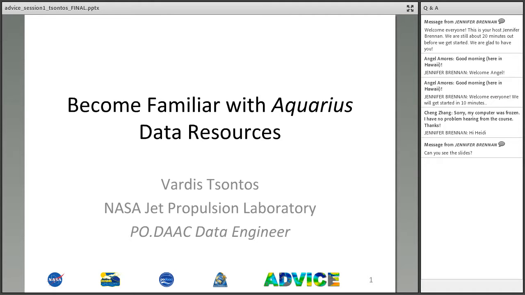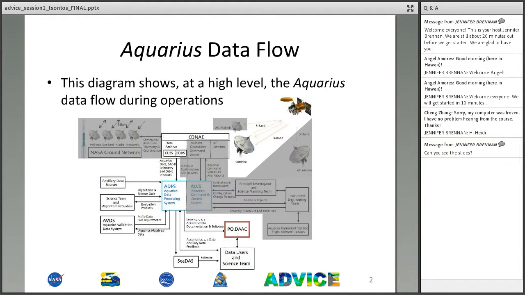Hello everyone. This is Walter Santos. I'm the data engineer at the PO.DAAC, supporting the Aquarius mission and salinity in general. In this session, I'm going to give you a little overview of Aquarius data resources that are available at the PO.DAAC. So, before we begin, first of all, how does the data actually get from the satellite all the way ultimately to the end user, you out there?